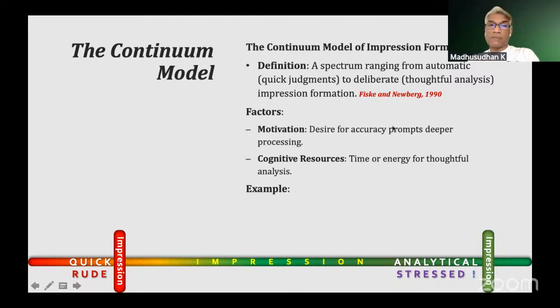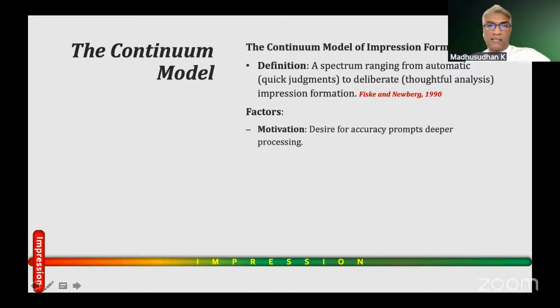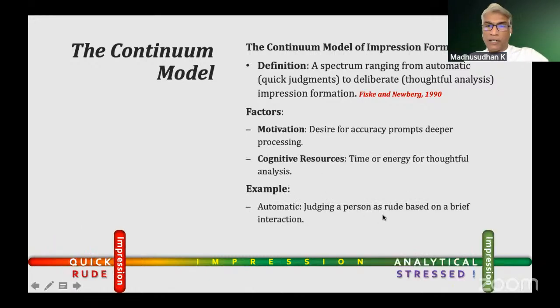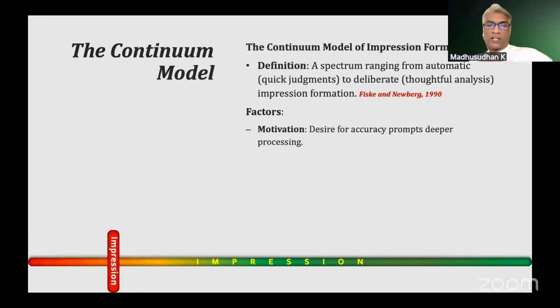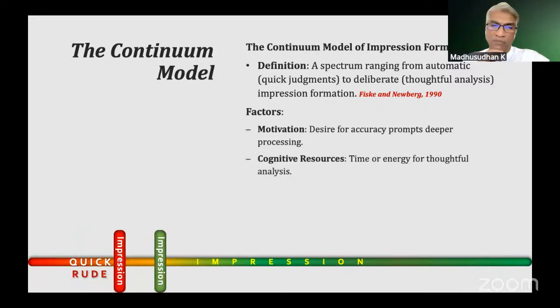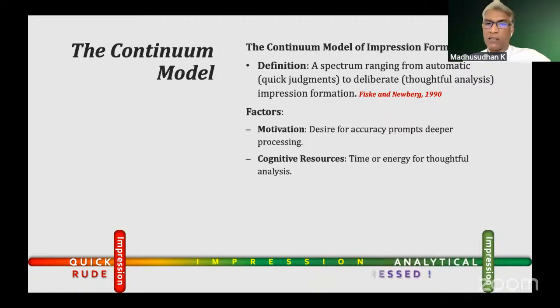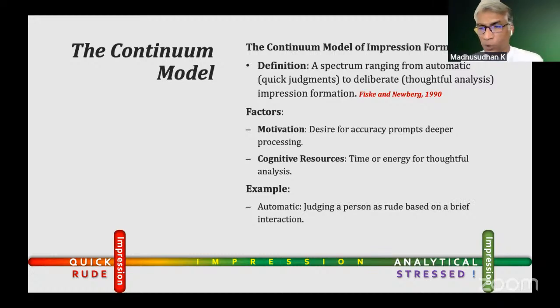Let us take the same thing as an example. As I said, automatically judging a person as rude, believing on the first interaction. Look at this: first interaction, a brief short period. Do you know that impressions are formed within 5 to 30 seconds of meeting? Are you aware of that? You can assess an individual within 5 to 30 seconds of meeting. Otherwise, you will never form an impression about that individual. So automatically judging a person as rude based on a brief interaction.